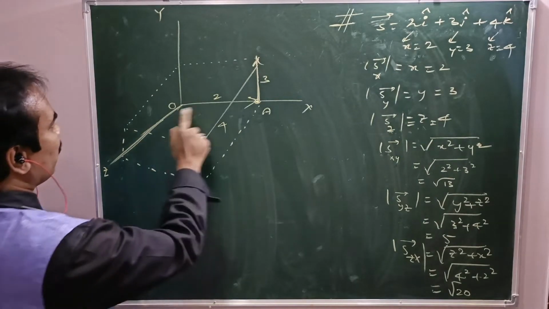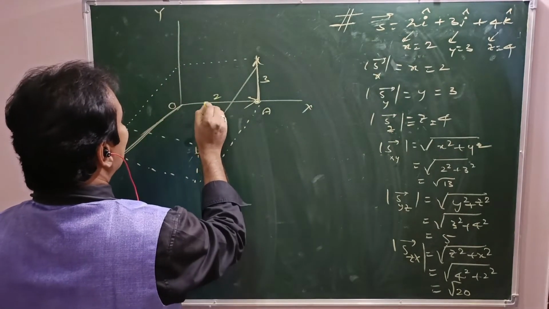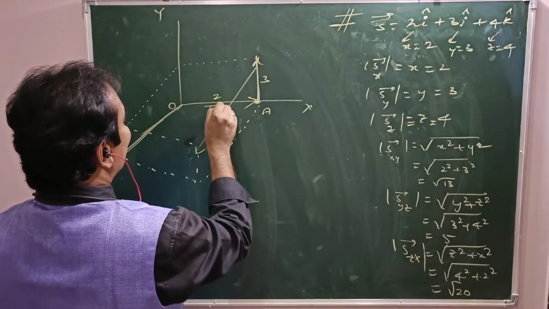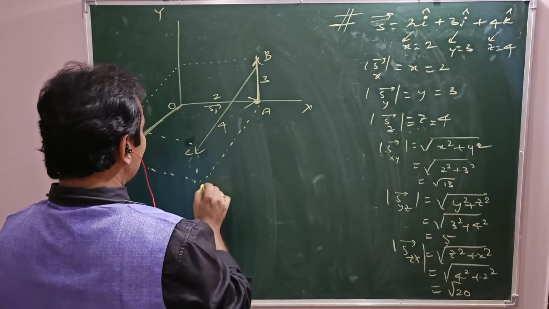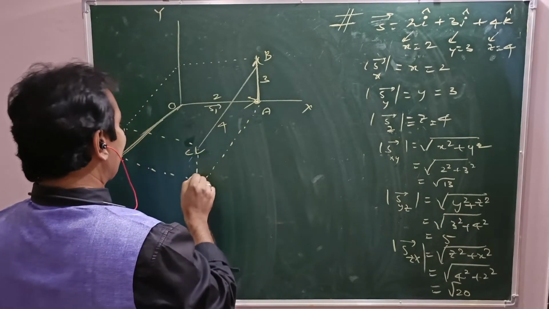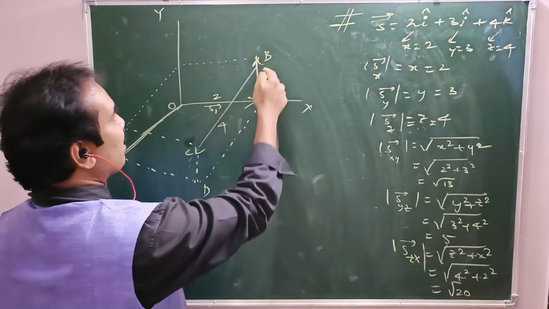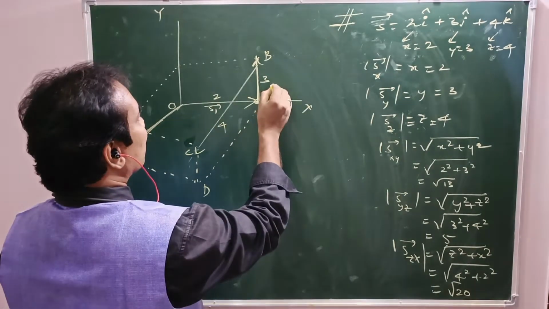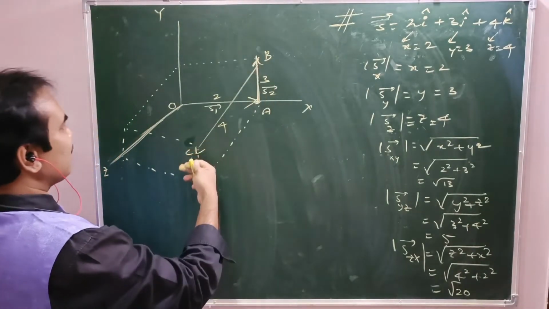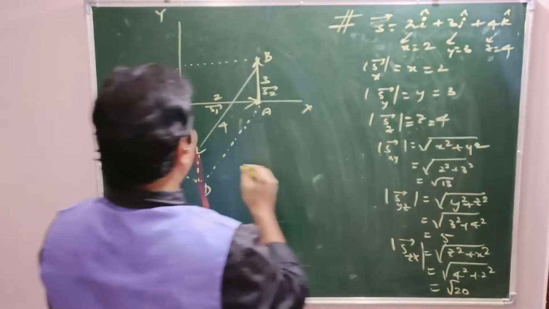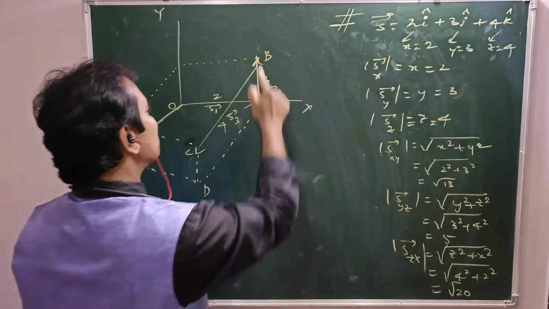So OA bar means 2I cap. Let it be S1 bar. This is B, this is C, this is D, as an example. So OA bar means S1 bar, that is 2I cap. AB bar means S2 bar, that is 3J cap. And BC bar means 4K cap, that is S3 bar. So S1 bar, S2 bar, S3 bar.